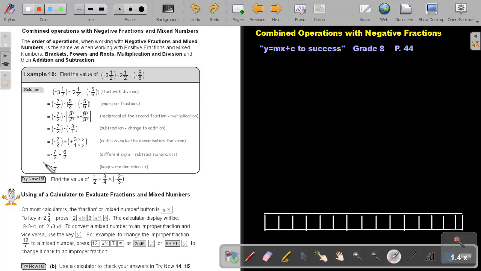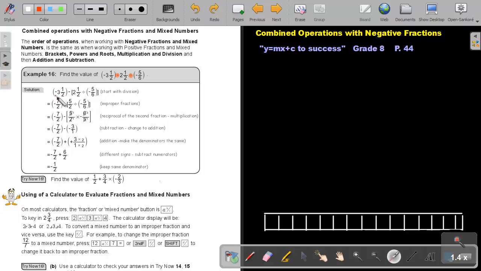Let's look at example 16. Find the value of this fraction. Now, if you look at the fraction, you see a negative as well as a division. So, looking at my order, I must first do division before I will do subtraction.